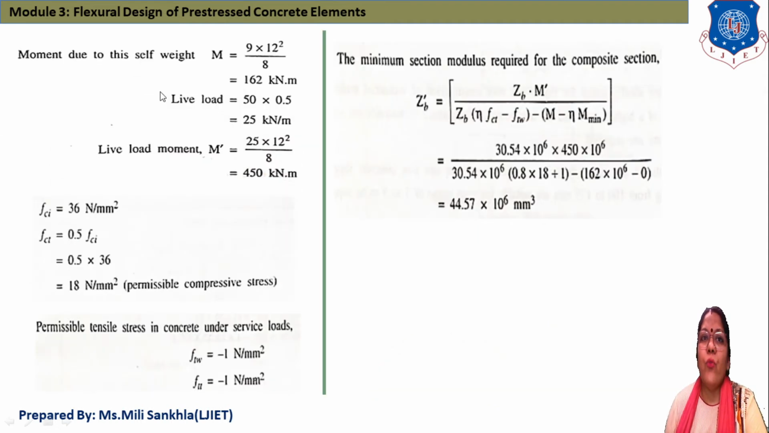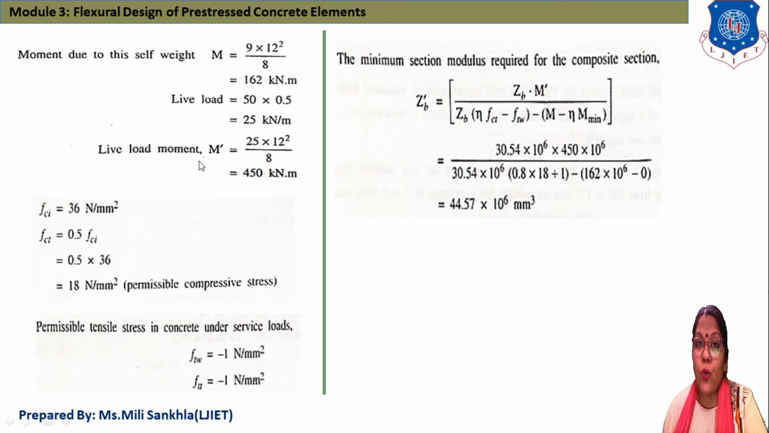Okay, now next we find out the bending moment M. Bending moment M is equal to WL square by 8. W we recently found, that is our self weight 9. The span of this beam is given, that is 12 square by 8, 162 kilonewton into meter. Now we find out the live load. Live load is equal to 50 into 0.5, okay, that is 25 kilonewton per meter.